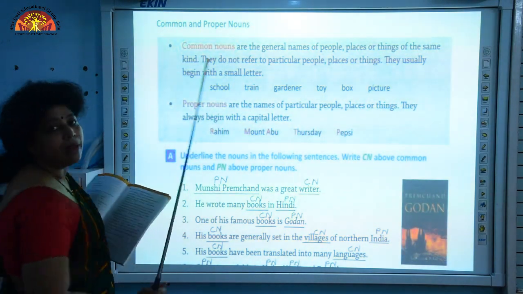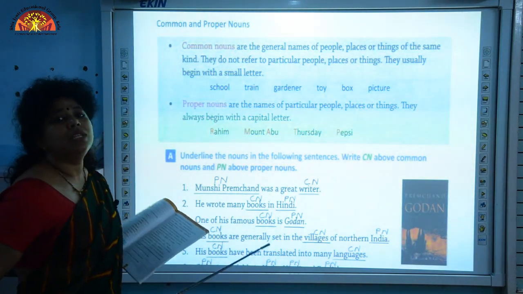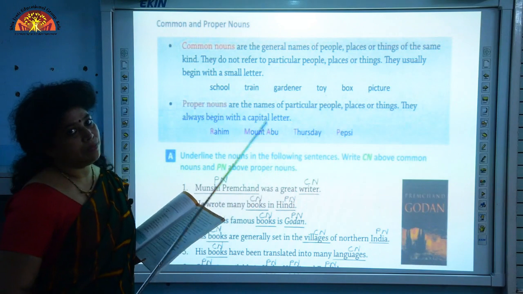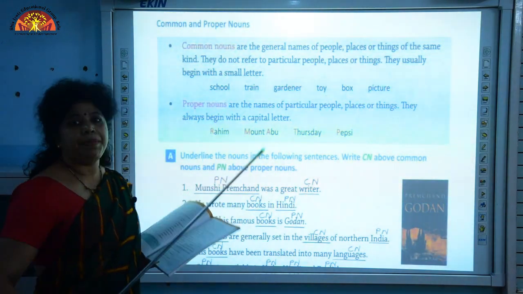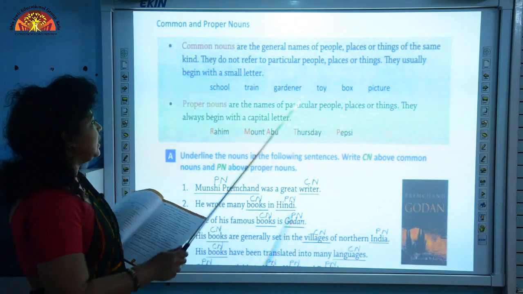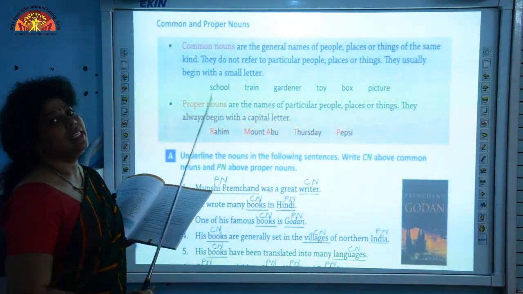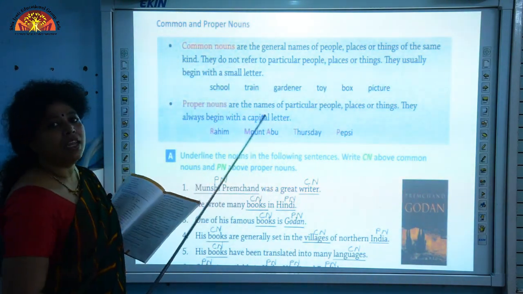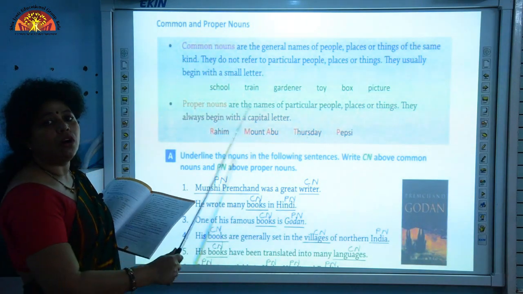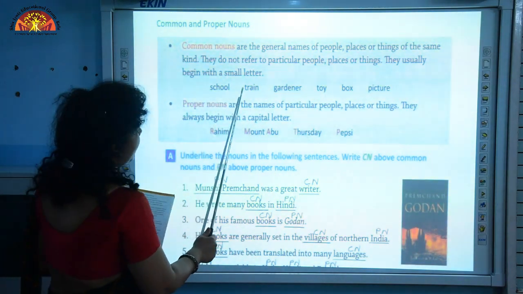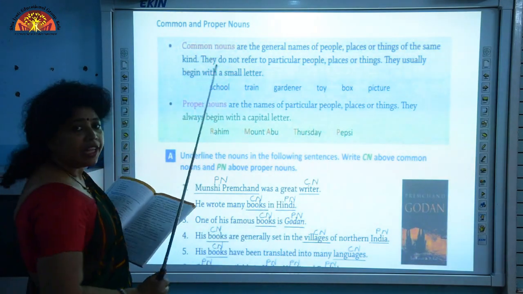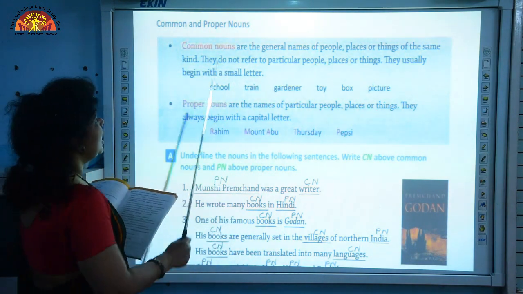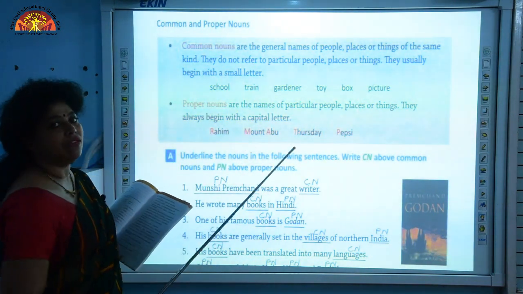So let's take the example of school. What is a school? School is a place. It is a general name given to a place where children are sent to be educated. So school is a general name, and common nouns usually begin with a small letter. The examples of common nouns like school, train, toy, box, picture all begin with a small letter.